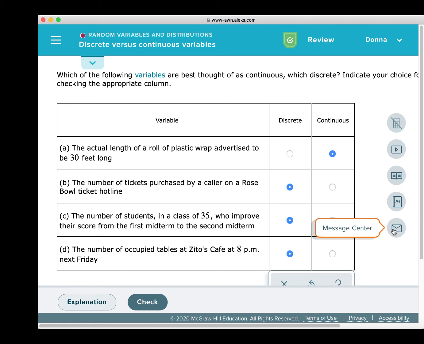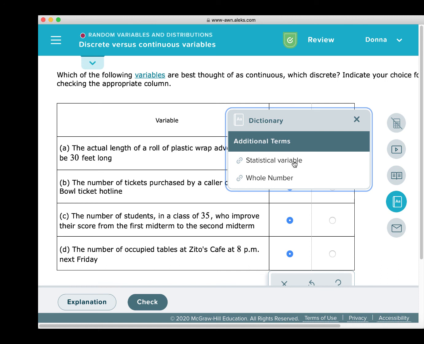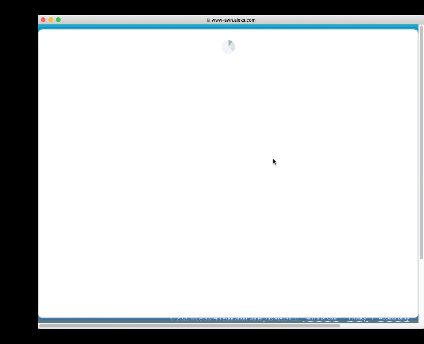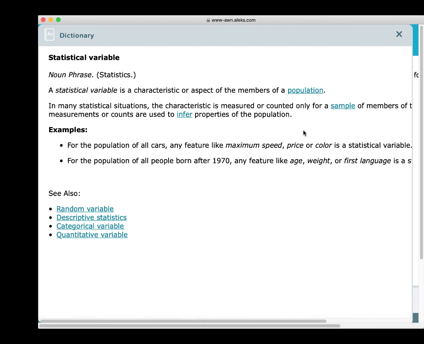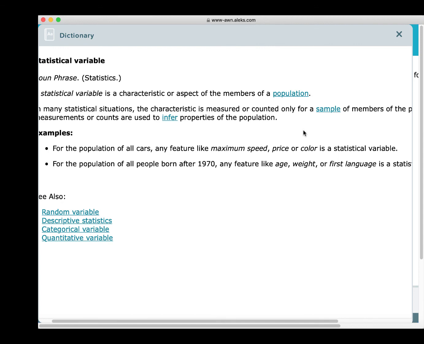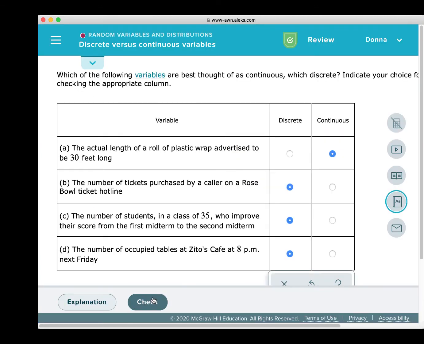While I'm here, I'll just tell you that the Message Center would allow you to send a copy of this problem. If you didn't submit it and didn't know how to do it, you could send that and I would get a copy of it. And then there's a dictionary too. So if you forgot, now what is discrete again? You could click this dictionary for discrete and you can look up a statistical variable, whole number, and you can do additional terms as well. So if we clicked on this statistical variable, it would have this here. It doesn't have discrete in here. That's interesting.